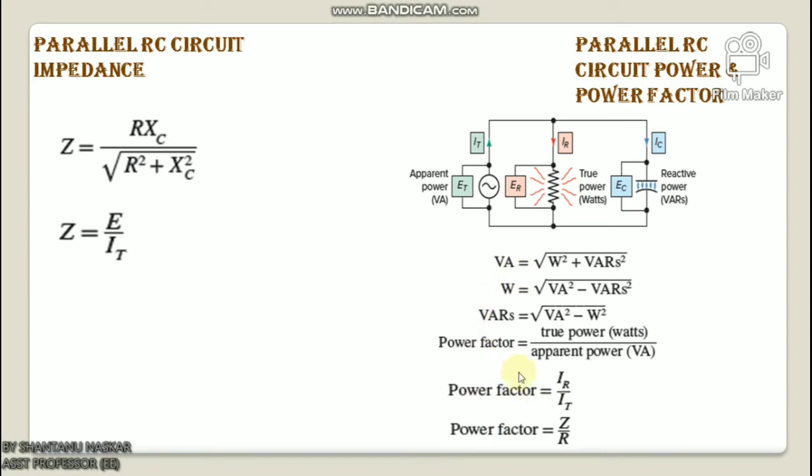If we talk about the parallel RC circuit power factor in detail, the power factor of an RC circuit is always leading. Anytime the branch resistance increases, less current flows through it and the circuit becomes more capacitive, resulting in a lower power factor, and the reverse is true if the resistance decreases. With current or resistance and impedance values, the power factor can be determined as follows. The formula is power factor equals IR by IT, or power factor equals Z by R.